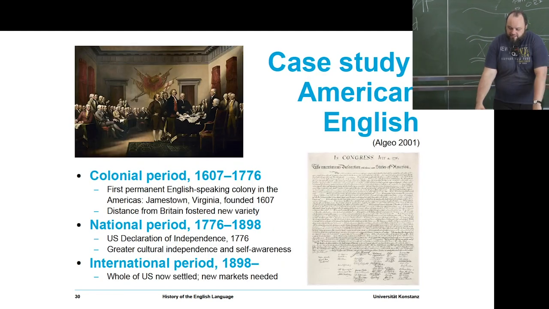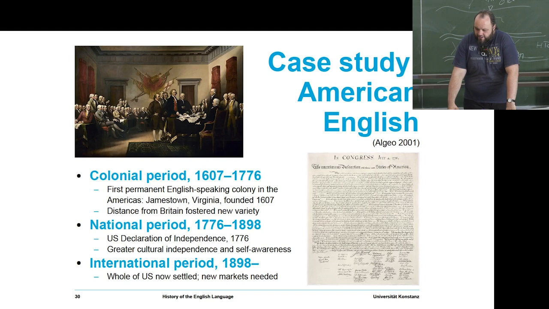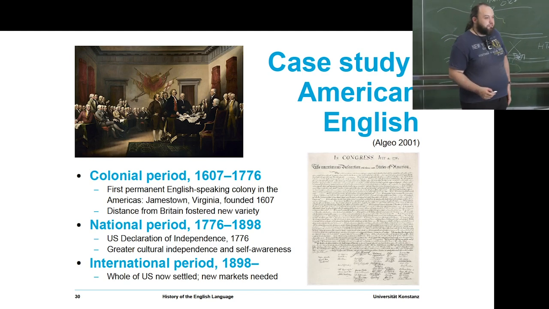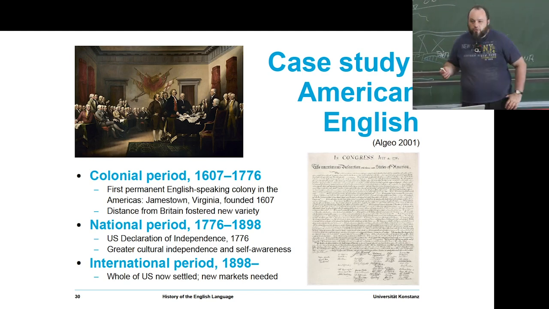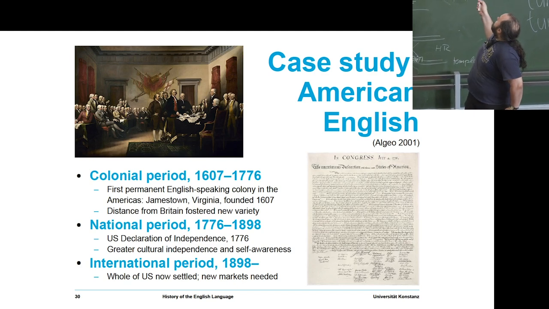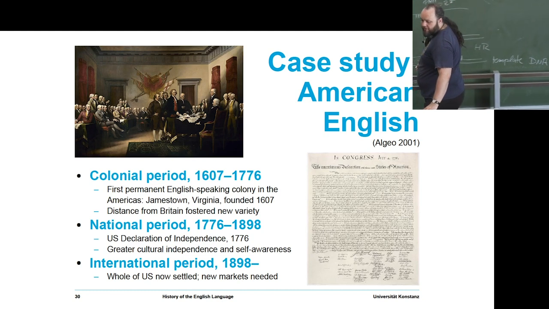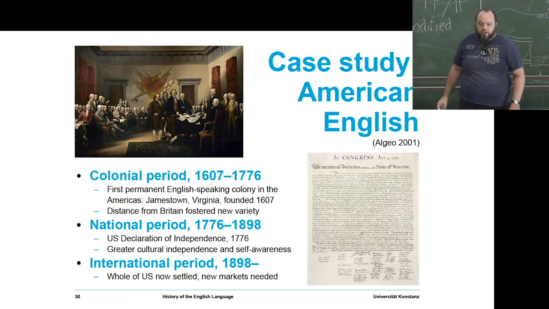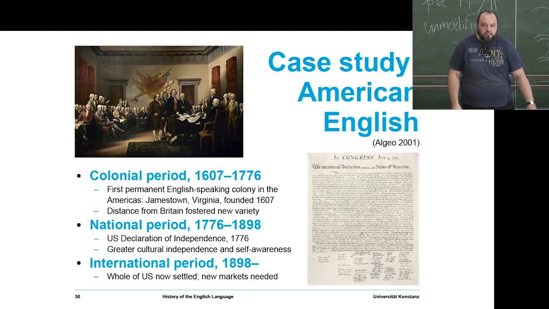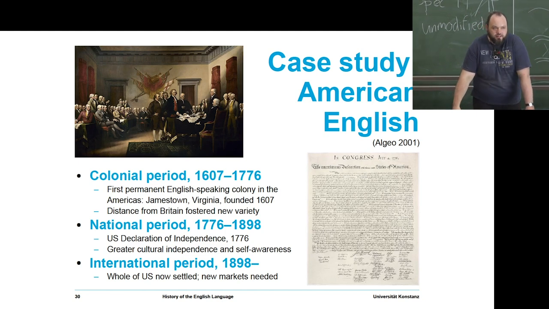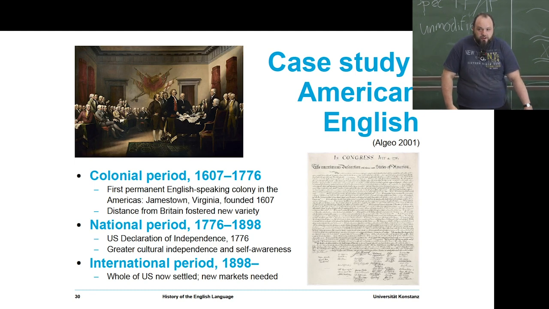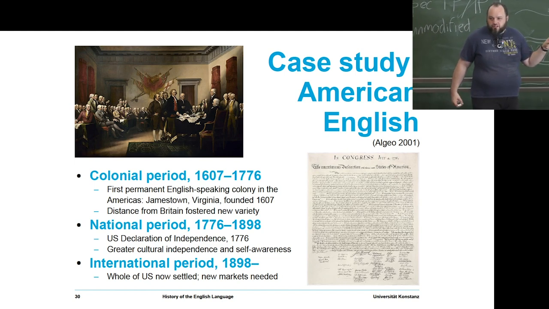So here's a brief case study. This is American English, and this is some of the historical developments that you can see. Algeo, if you want to find out more about this, here's the reference, it's given at the end too. Algeo divides this into the colonial period, which is the period up until independence, when the British Crown is still at least nominally in control. The first permanent colony was founded in 1607. This was Jamestown, Virginia.